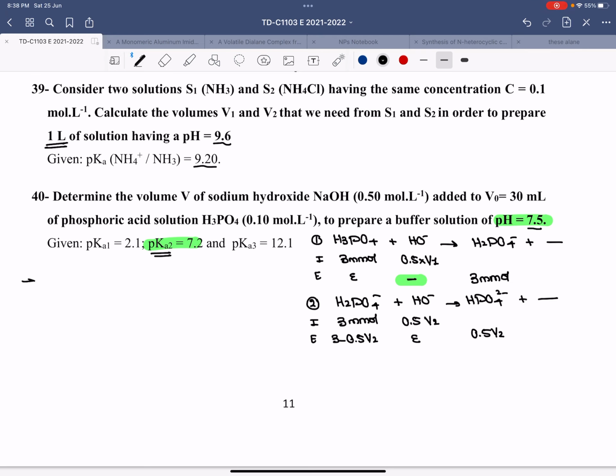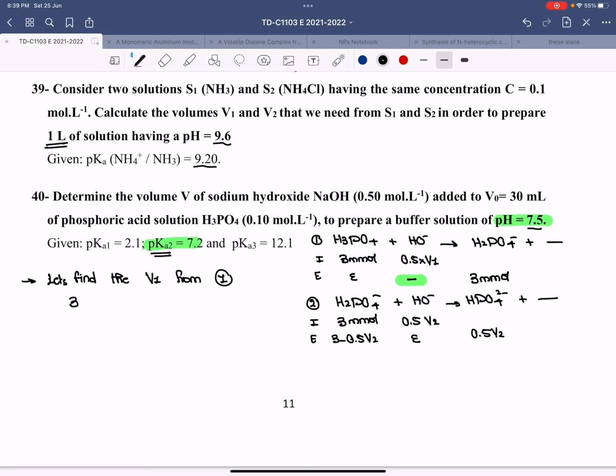Let's find the volume V1 from reaction 1. To find V1, I divided the volume of HO minus into two: one that reacted in reaction 1, and one which remained from it reacted in reaction 2. So all I have to do is find how much reacted in 1 and how much reacted in 2, and then I do the total. So find V1 from 1.